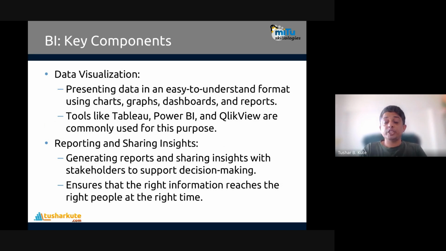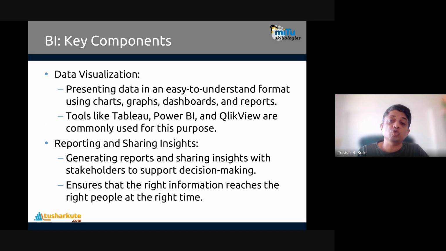Then we have data visualization. I already mentioned it. Presenting data in a visual context makes it more understandable, easily understandable for the client's point of view, the customer's point of view, the developer's point of view, and the stakeholders' point of view also. So presenting data in an easy to use, easy to understand format using charts, graphs, dashboards, and reports is done.